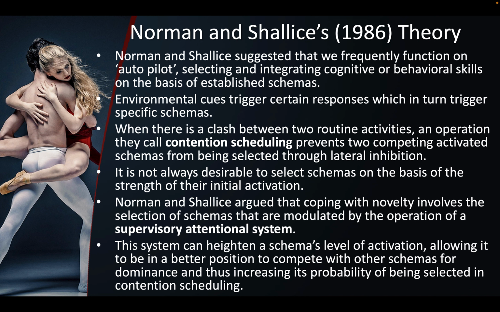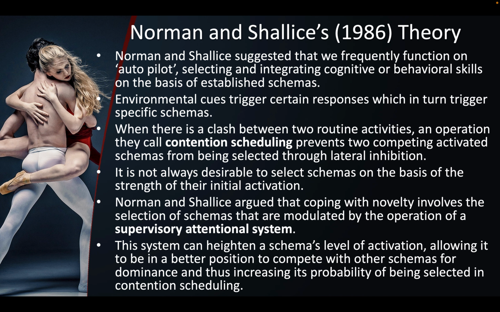Norman and Shallice suggested that we frequently function on autopilot, selecting and integrating cognitive or behavioral skills on the basis of established schemas. Environmental cues trigger certain responses, which in turn trigger specific schemas. When there is a clash between two routine activities, an operation they call contention scheduling prevents two competing activated schemas from being selected through lateral inhibition. It is not always desirable to select schemas on the basis of the strength of their initial activation.